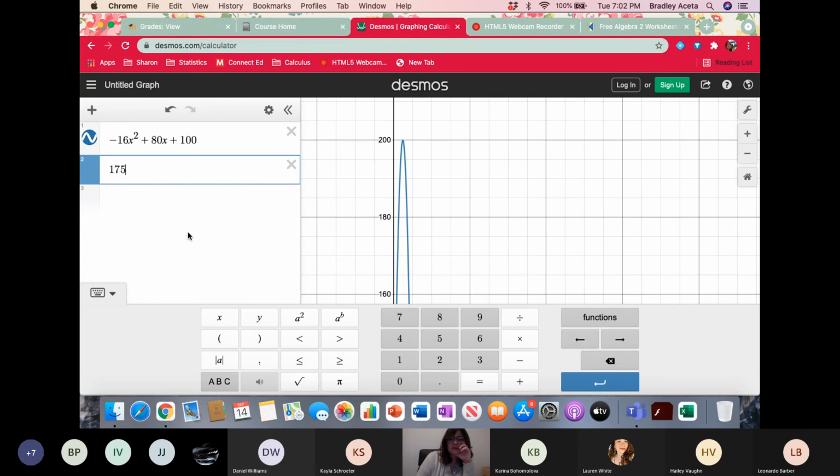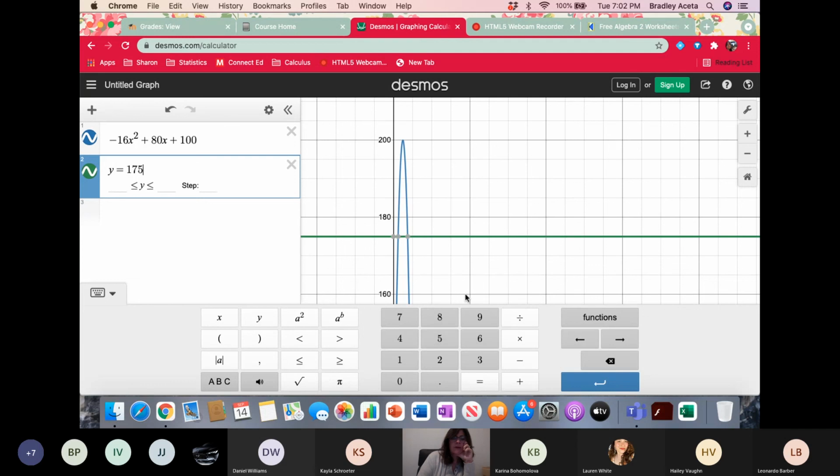Let's see if it will do it. Oh, it doesn't. Let's see if it'll do y equals 175. There you go. Look at that. y equals 175. What interval is this graph above that line? Well, it actually gives me the little points right there. And if you can see it, it says 1.25, 175. And then it says 3.75, 175.